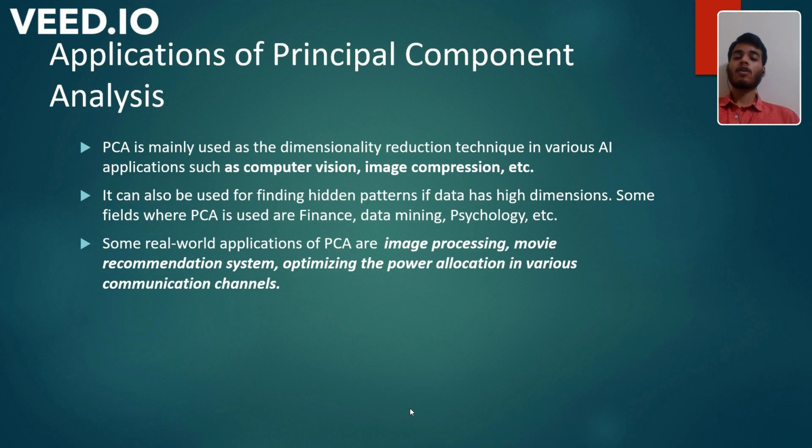So, applications of principal component analysis. Principal component analysis is mainly used as a dimensionality reduction technique in various AI applications such as computer vision, image compression, etc. It can also be used for finding hidden patterns if data has high dimensions. Some fields where PCA is used are finance, data mining, psychology, etc. Some real-world applications of principal component analysis include image processing, movie recommendation systems, and optimizing the power allocation in various communication channels.